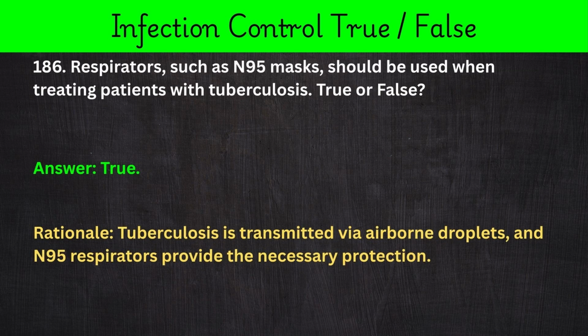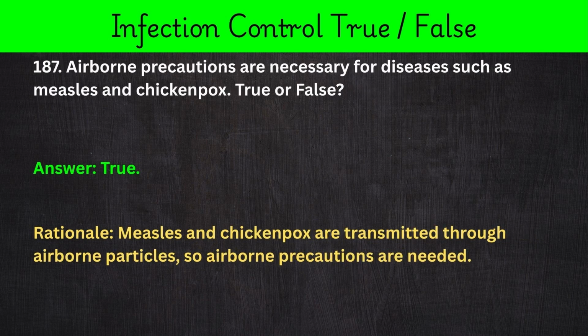186. Respirators, such as N95 masks, should be used when treating patients with tuberculosis. True or false? Answer: true. Rationale: tuberculosis is transmitted via airborne droplets, and N95 respirators provide the necessary protection.